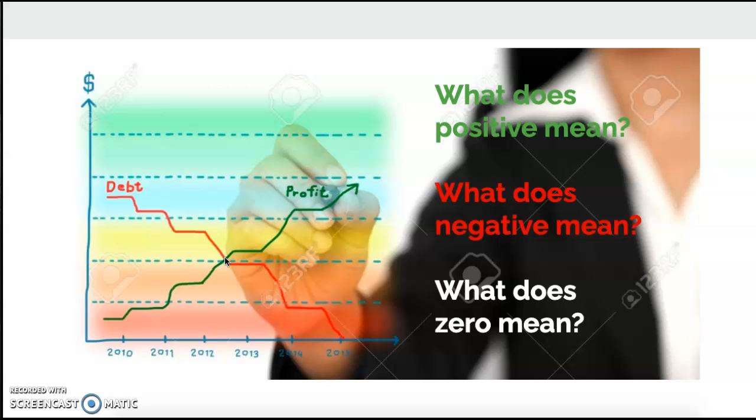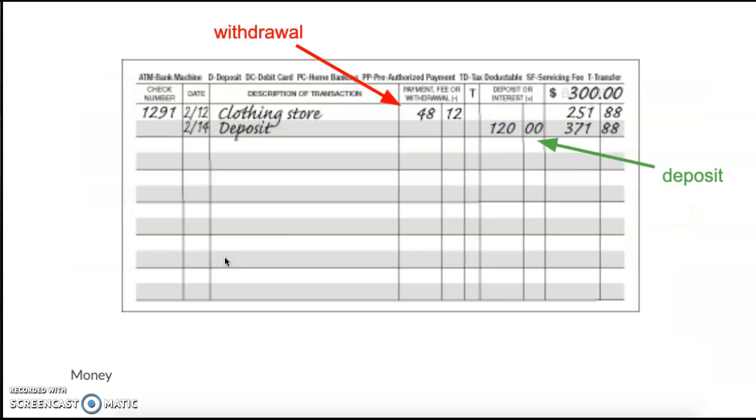Okay? What might make a little bit more sense is if we think of our own personal money. So this is a page from a checkbook where we would keep track of how much money we have in our bank account. Nowadays, we probably don't use this by hand very much, but online banking looks similar and gives you the same kind of information. So in this case, this is saying that at a clothing store, this person withdrew $48.12. And right here is a little minus sign. A withdrawal is when you pay money, so it goes out of your bank account. Okay, so that would be negative.